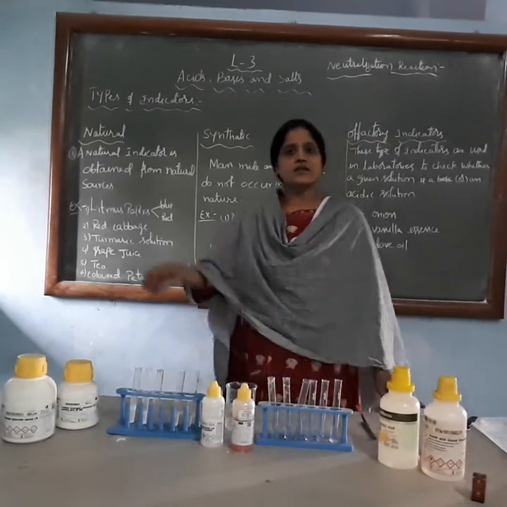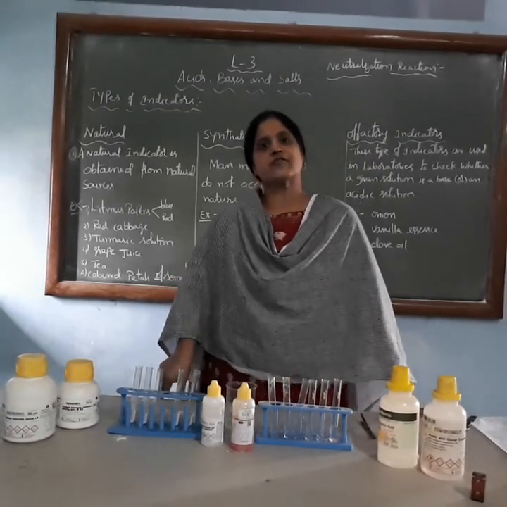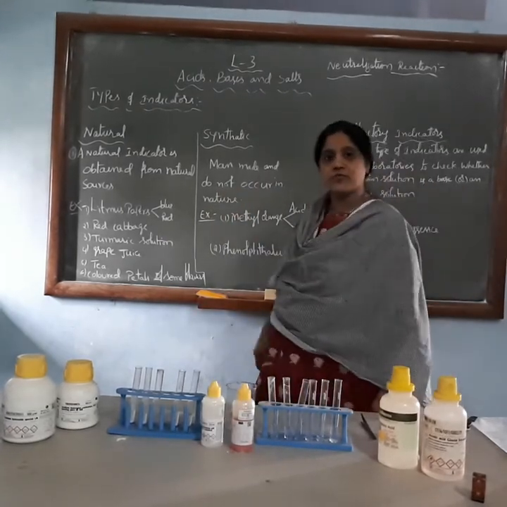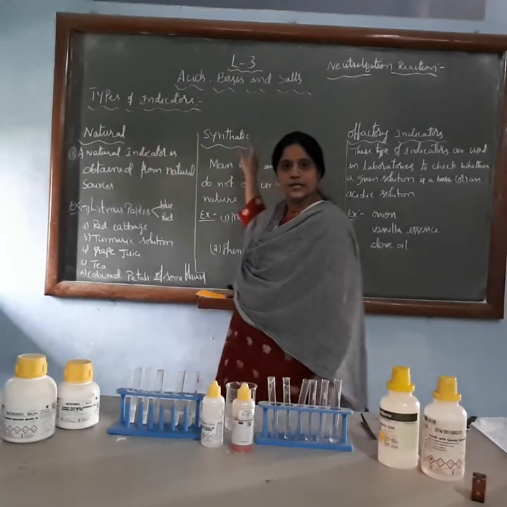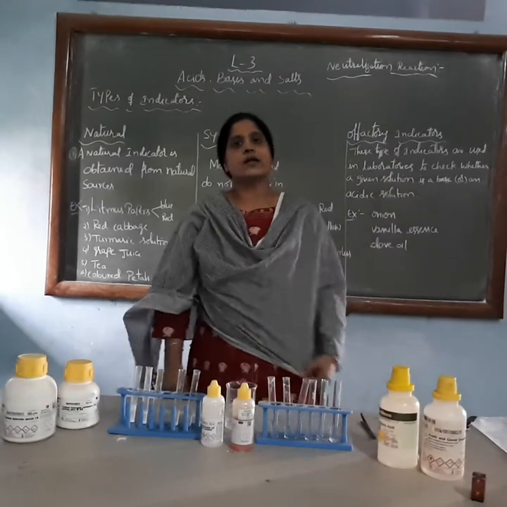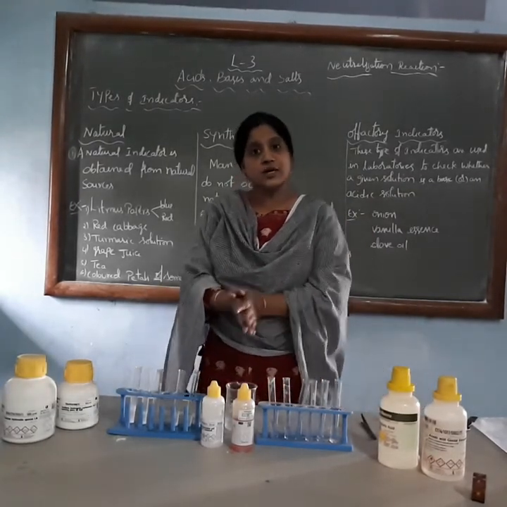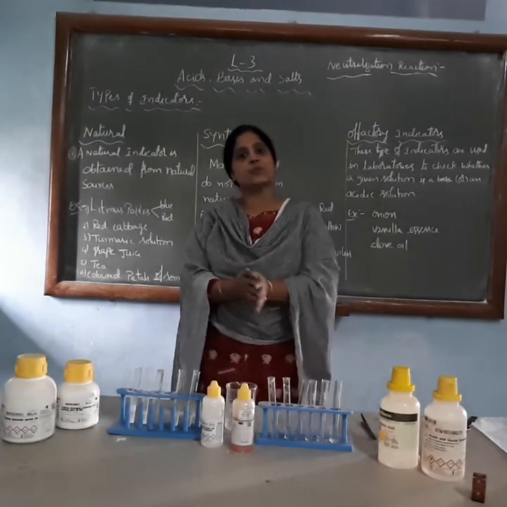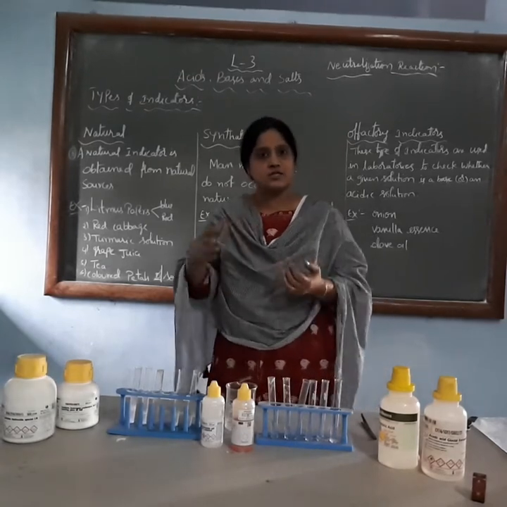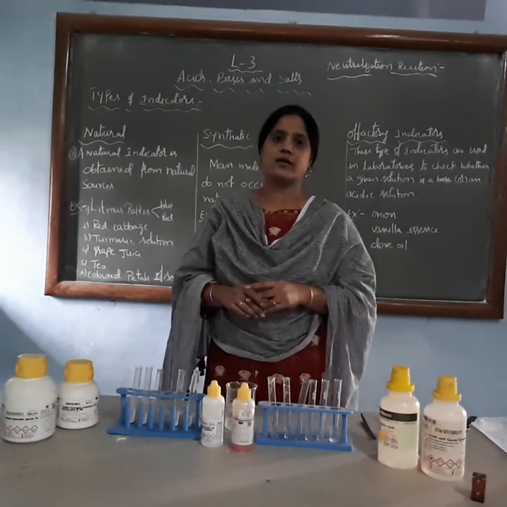We have different types of indicators: natural indicators and synthetic indicators. And one more type, which we call olfactory indicators. How many types do we have? Natural, synthetic and olfactory indicators. So what are natural indicators? The substance we use to check whether a given substance is an acid or base is obtained naturally, from natural sources. Such indicators are known as natural indicators.